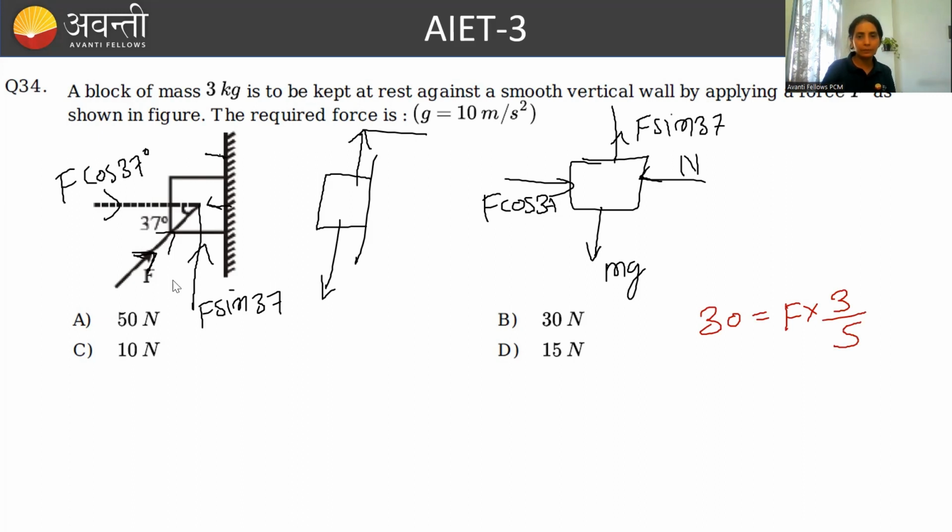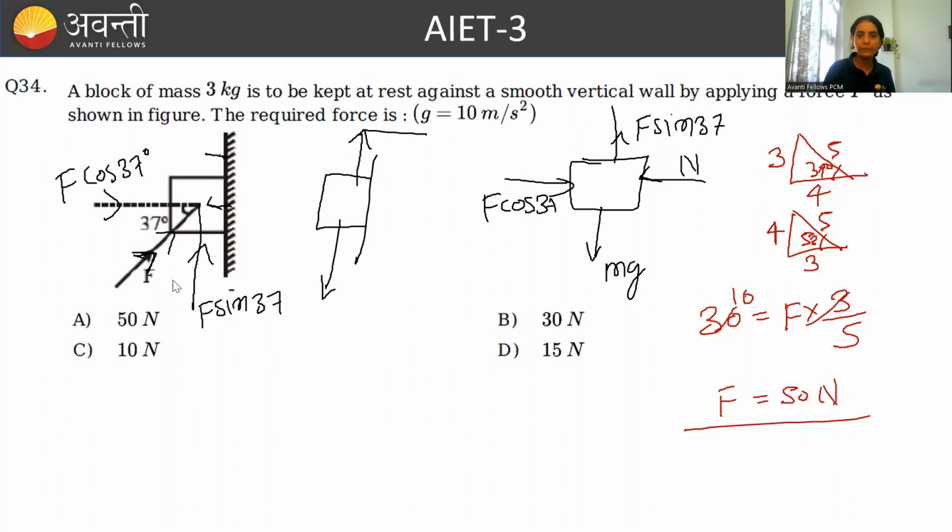We need to remember it. What is sin 37? If this angle is 37, then this will be 3, this will be 5, this will be 4. Done? And just opposite will be for 53. So for 53, if this angle is 53, this will become 4, this is 3, and this is 5. Okay? So this is this. Now F is equal to what? This is 10. F is equal to your 50 Newton. So correct answer will be what? 50 Newton. Question is damn easy.